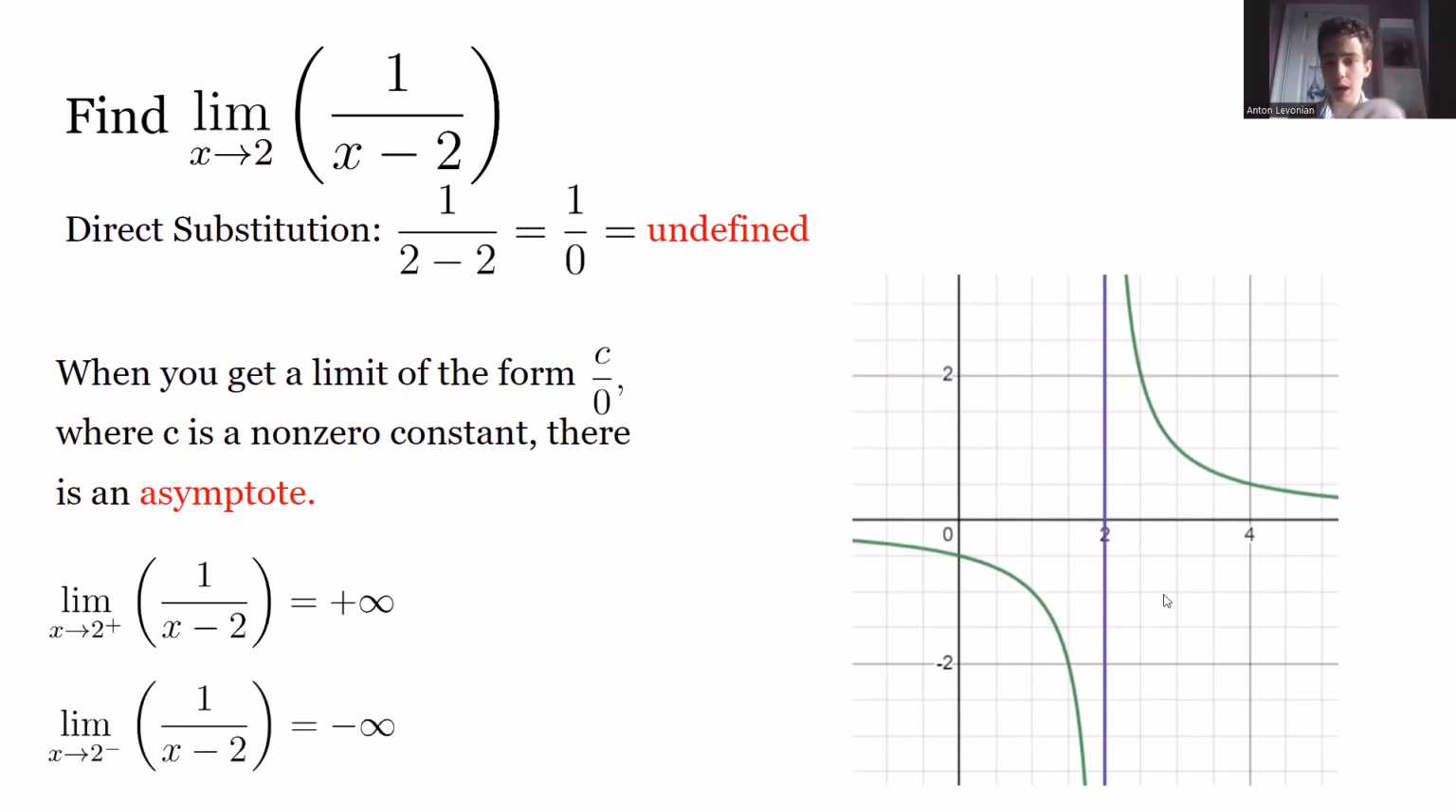In general, without the graph, this is how you can tell that there is an asymptote. When the limit is of the form c over 0, where c is a non-zero constant, for example, 1 is a non-zero constant, it's not equal to 0, then there is an asymptote. So for instance, if we have 2 over x minus 2, and we want to find the limit as x approaches 2, then that would yield 2 over 0, and 2 is a non-zero constant. So that means that there is an asymptote at that point. Everyone good on how to identify asymptotes without using a graph?